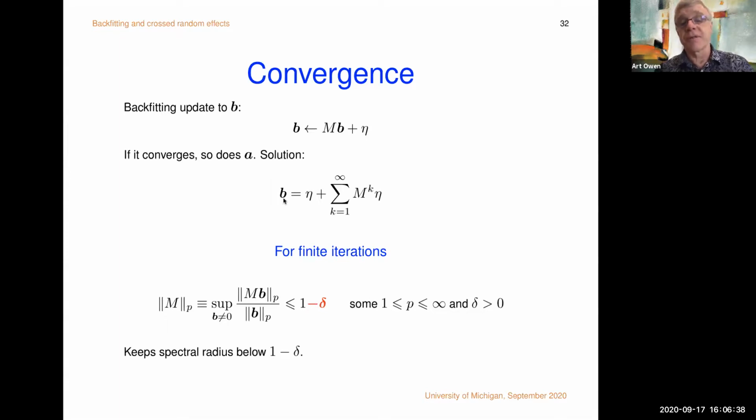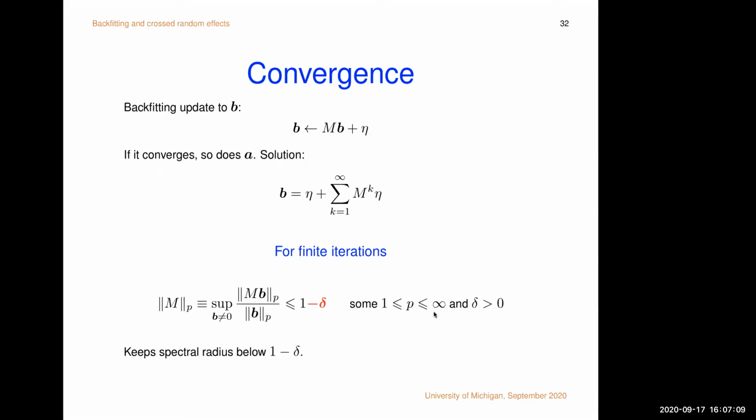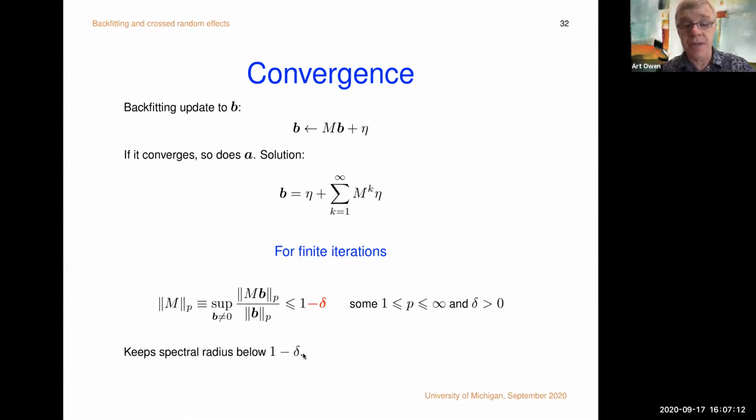And we can solve this if we can do an infinite sum. So we really want the tail of the sum to become negligible quickly. And the way we're going to look at that is through the p-norm of the matrix M. So let's take the most you can get as the p-norm of MB divided by the p-norm of B for non-zero B. Okay, so this is the compatible norm. And if that is bounded away from 1, so it's below 1 minus delta where delta is positive, then we need only a finite number of iterations. This will keep the spectral radius below 1 minus delta. So that's what we want to do.